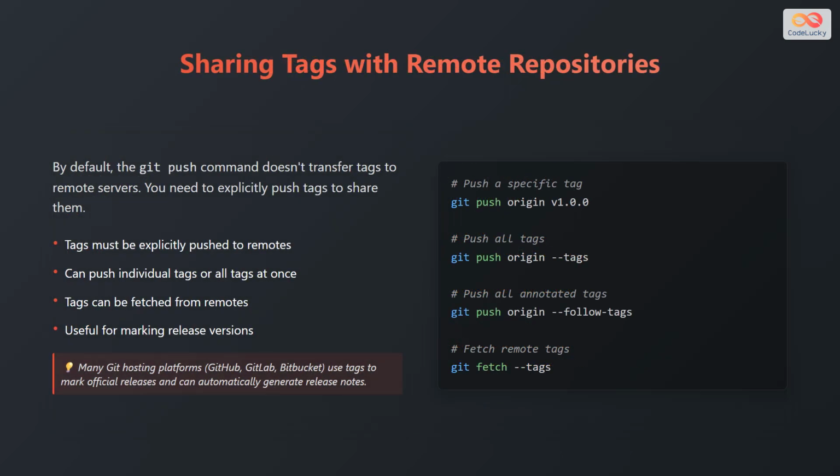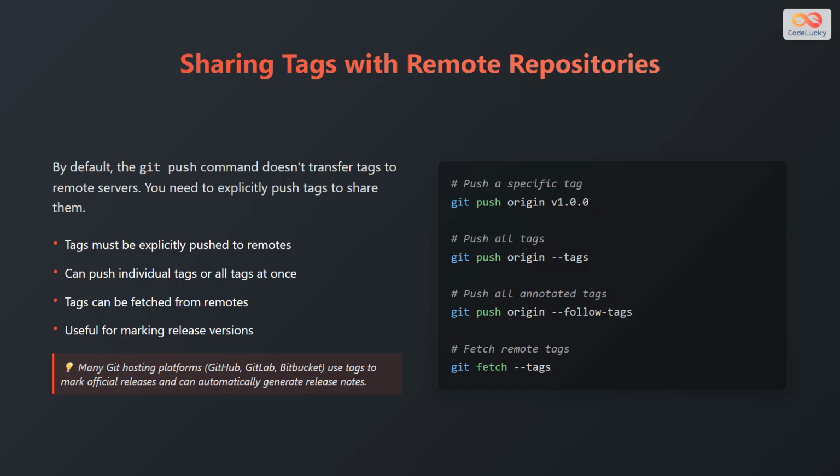By default, the git push command does not automatically transfer tags to remote servers. To share tags, you need to explicitly push them. To push a specific tag, you can use the command git push origin v1.0.0. This will push the tag v1.0.0 to the remote repository. To push all tags at once, you can use the command git push origin --tags. This will push all the tags to the remote repository.